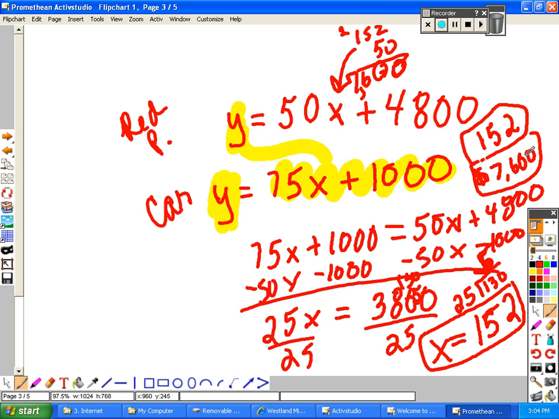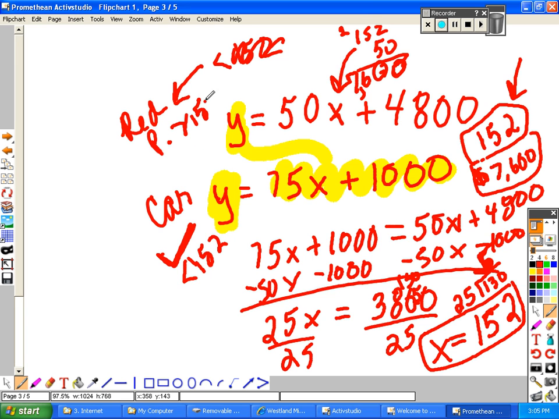The second question is, when would you choose the car barn? When would you choose the Red Palace? Well, since at this point they are equal, for more guests the one that costs more per guest is going to be more. So at any time after 152 guests, the car barn is actually going to be more expensive. I'm sorry, I said that the wrong way around. You're going to choose the car barn if you are under 152 guests, but you're going to choose the Red Palace if you are over 152 guests.